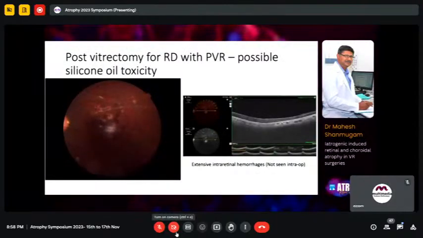Here is the early postoperative image of a patient who underwent an uneventful vitrectomy for a rhegmatogenous retinal detachment. We see some amount of vascular sclerosis and extensive retinal hemorrhages. There is nothing intraoperatively to explain these hemorrhages, and sometimes we have seen these changes after silicone oil injection, and we tend to think that it's because of silicone oil toxicity.